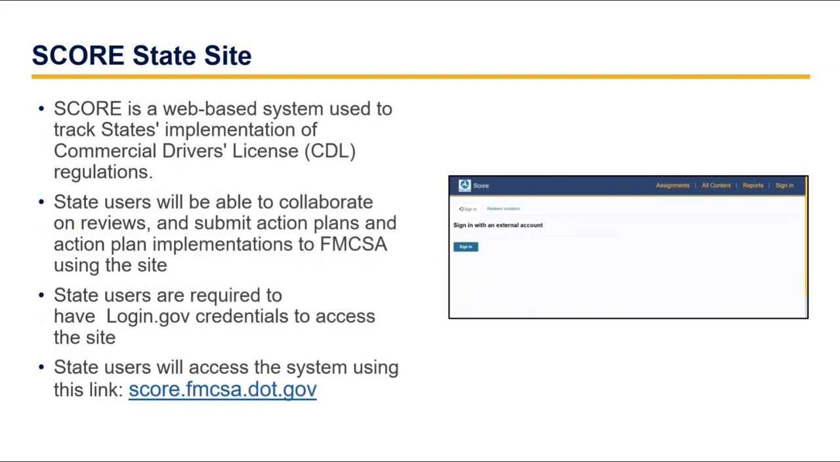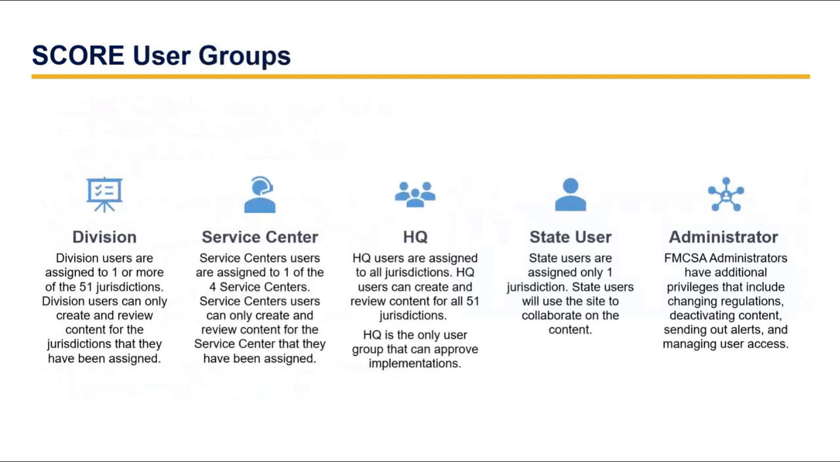The SCORE state site is a web-based system used to track states' implementation of commercial driver's license regulations. State users will be able to collaborate on reviews and submit action plans and action plan implementations to FMCSA using this site. State users are required to have login.gov credentials to access the site. State users will be able to access the system using this link, score.fmcsa.dot.gov.